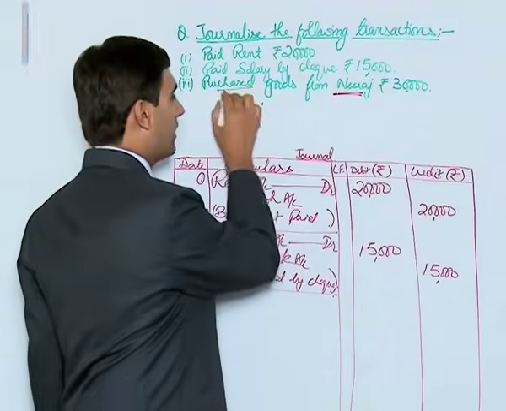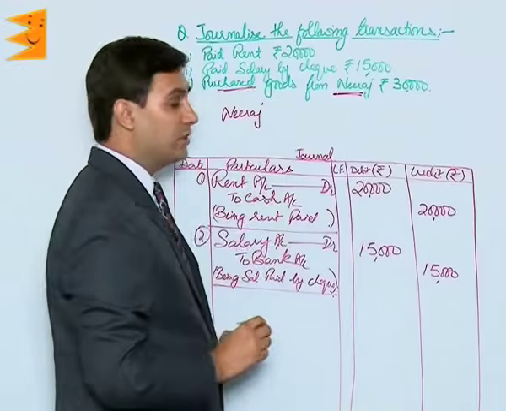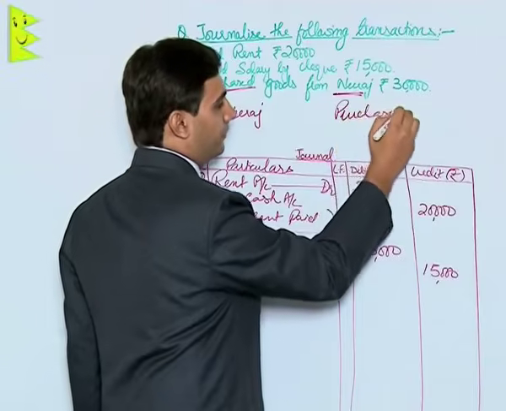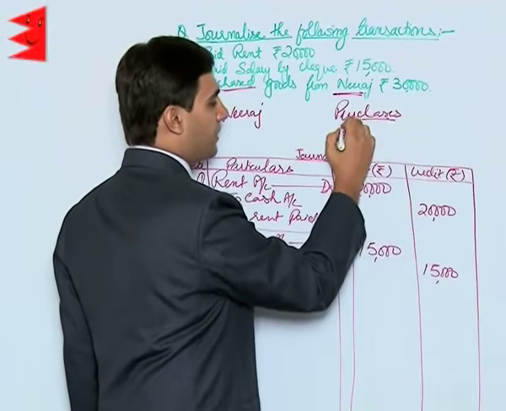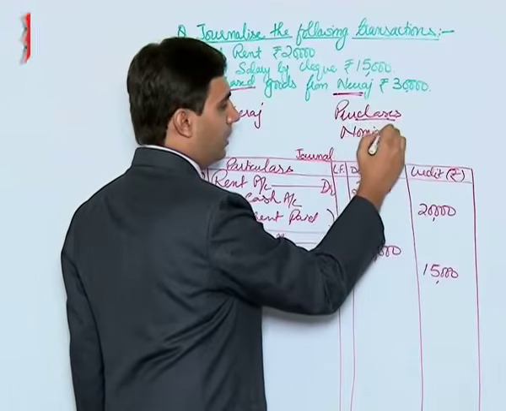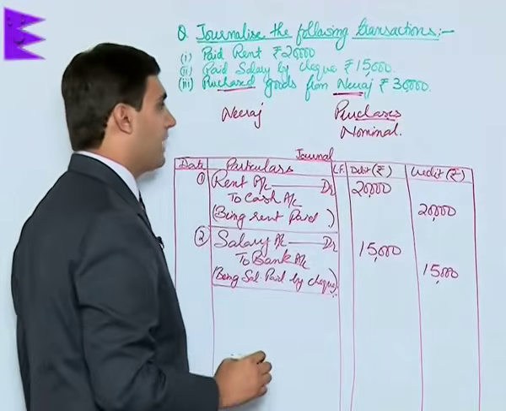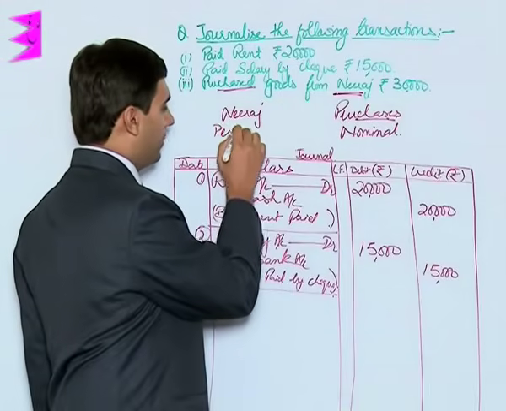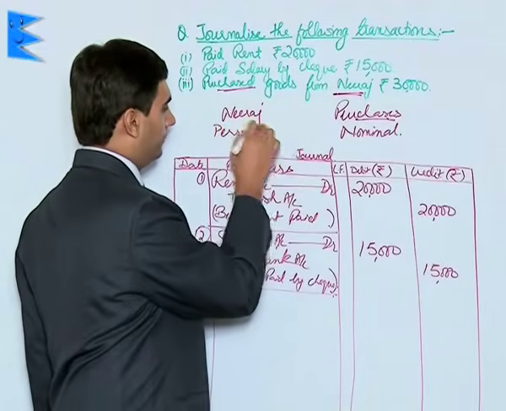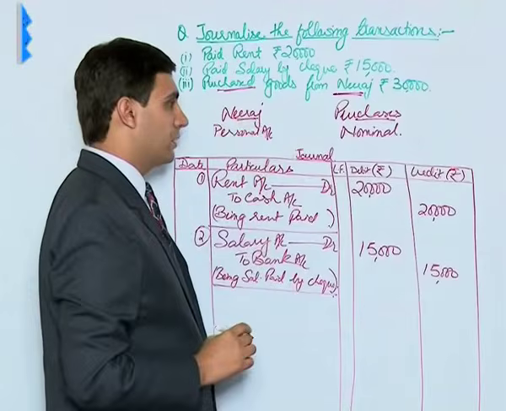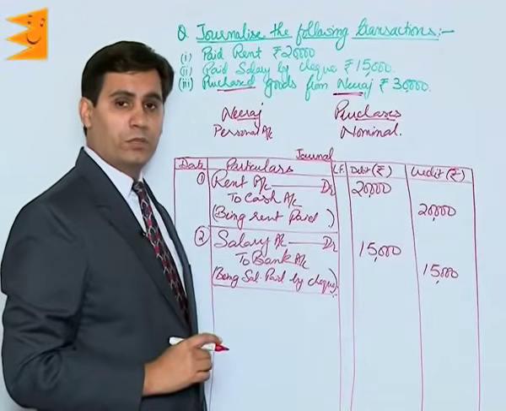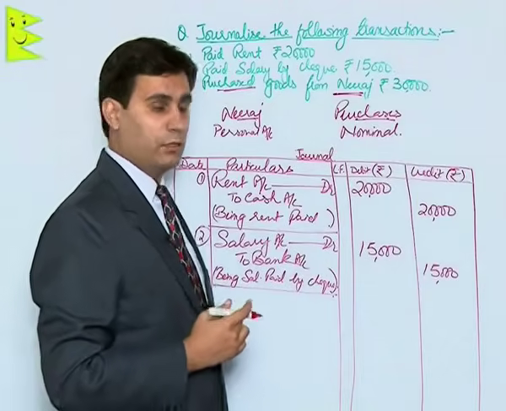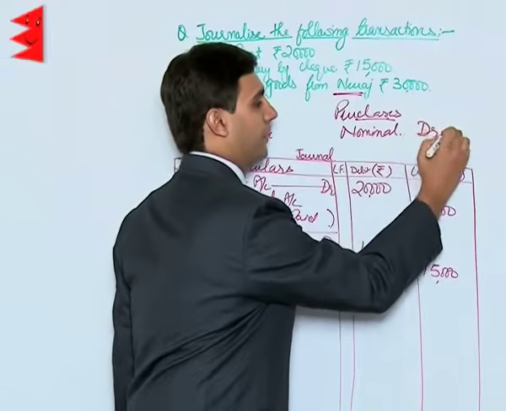And since we have purchased goods, whenever we purchase goods, it is the purchases account that is affected. Now, by nature, purchases is an expense, so a nominal account, whereas Neeraj is an individual, so his account can be classified as personal account. Now students, purchases is a nominal account: debit all expenses and losses. So it should be debited.